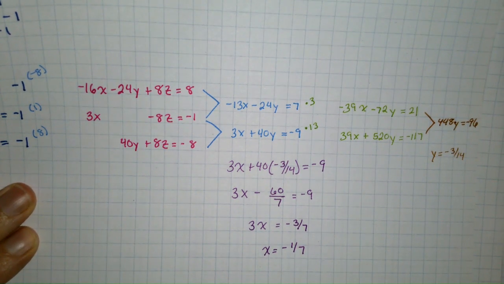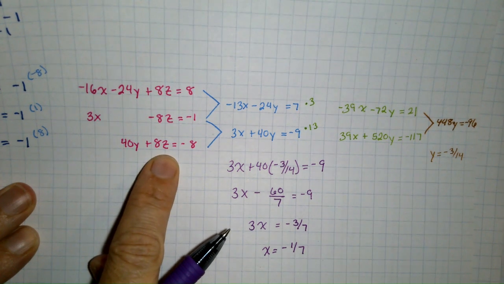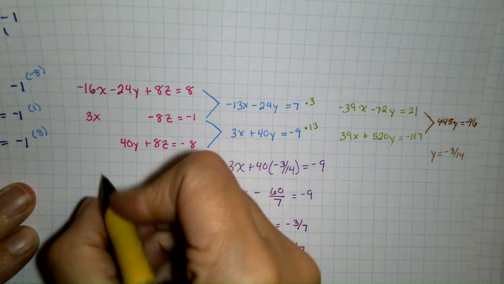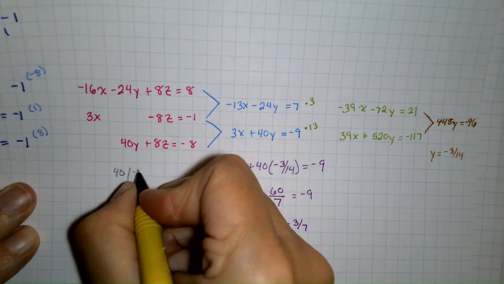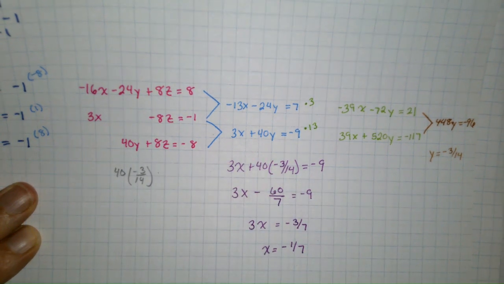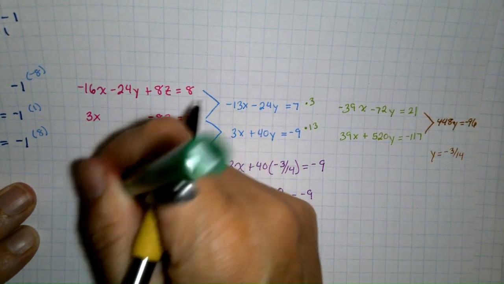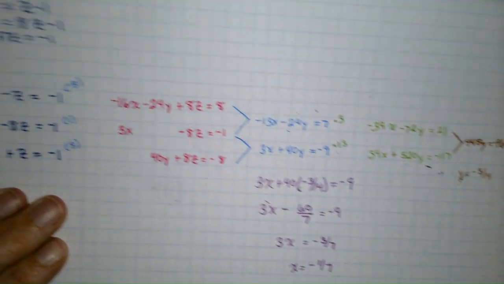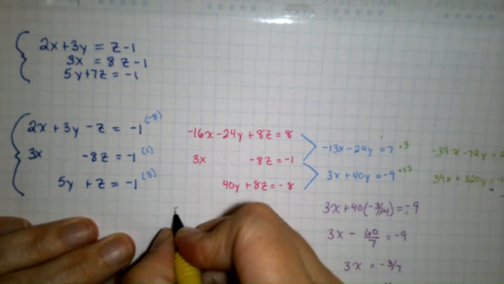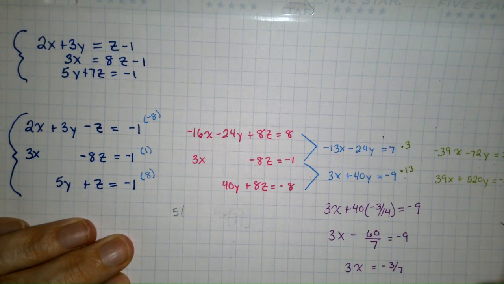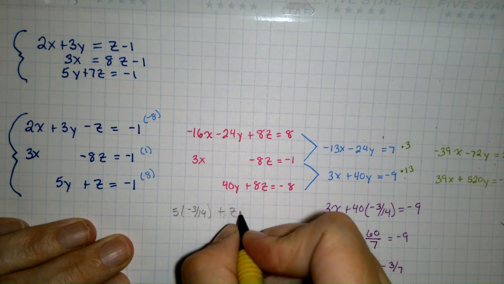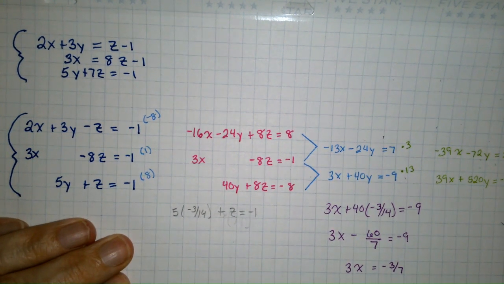I'm going to choose to just use y to get z, less substitution. So we're going to have 40 times our y value. Actually, I'm going to go back even earlier. I'm going to choose our original blue equation here, right here. 5 times our y value plus z equals negative 1. It's even smaller. There we go.